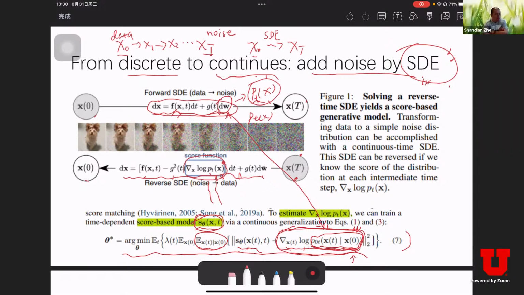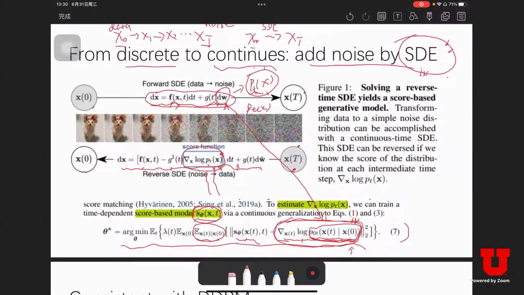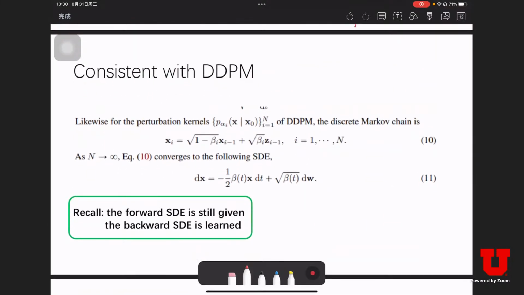Okay. Let's see the connection: how this continuous framework is consistent with the discretized DDPM. For the discretized DDPM, the forward transition we defined is just Gaussian noise. How does it correspond to the continuous case? The continuous forward SDE, based on adding Gaussian noise, will be an SDE like this block. So here is the g, here is the f.